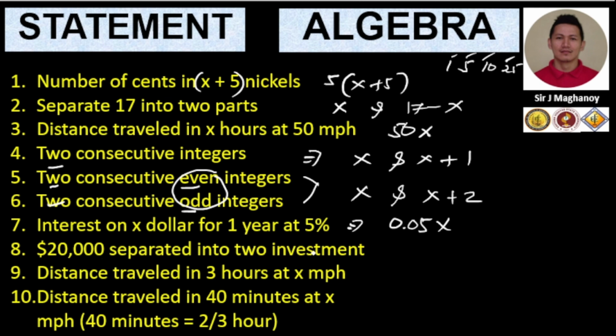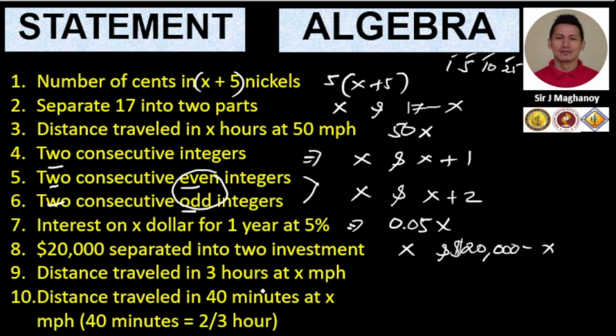The same in an economic problem. $20,000 separated into two parts. So we assume, like here, separate 17 into two parts. Our first is to assume a number, x. Then our second number is to separate $20,000 minus x. So that is our x and the second number.